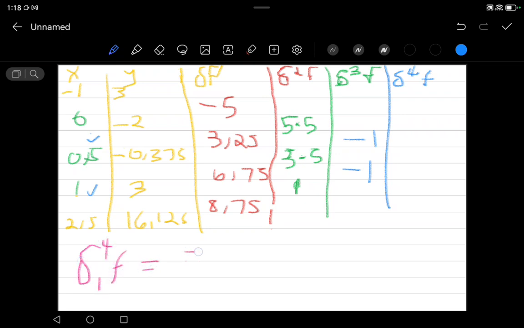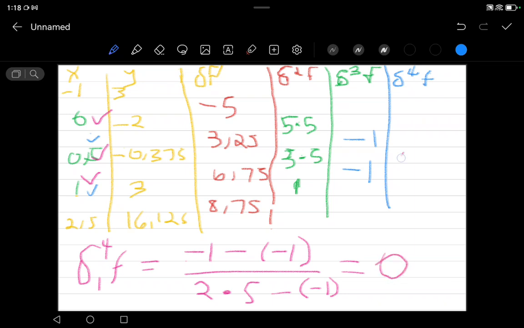So it's going to be -1 minus into -1, okay, divide by. So on the last one, remember on the cube one, we skip 2 values, and then now we're going to skip 3. So it's going to be 1, 2, 3. So it's going to be 2.5 minus into -1. And then -1 plus 1 is 0. So the answer here is going to be 0. So it's going to be our last value.